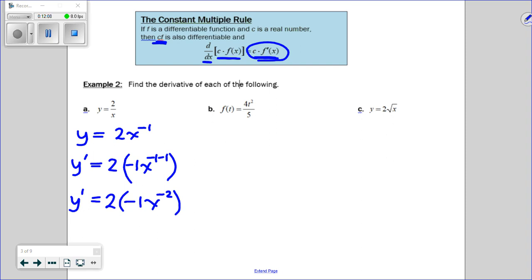And now I can multiply that constant. 2 times negative 1 is negative 2, x to the negative 2. And then the last thing in terms of simplifying, I want to get rid of that negative exponent, so this will become negative 2 over x squared.